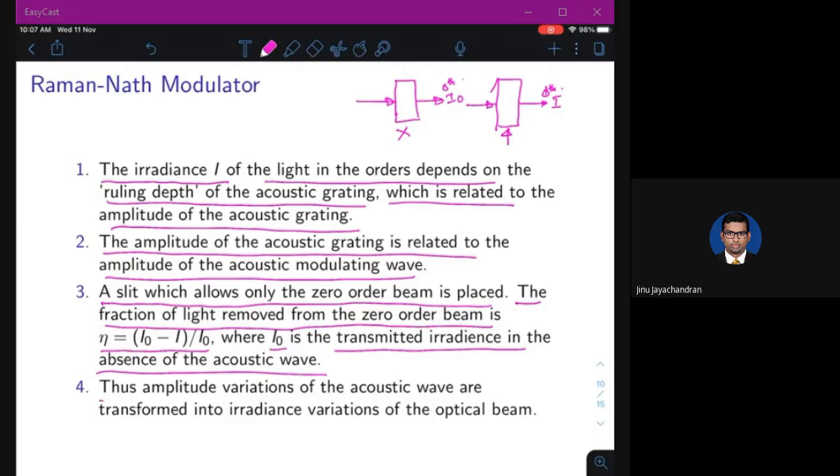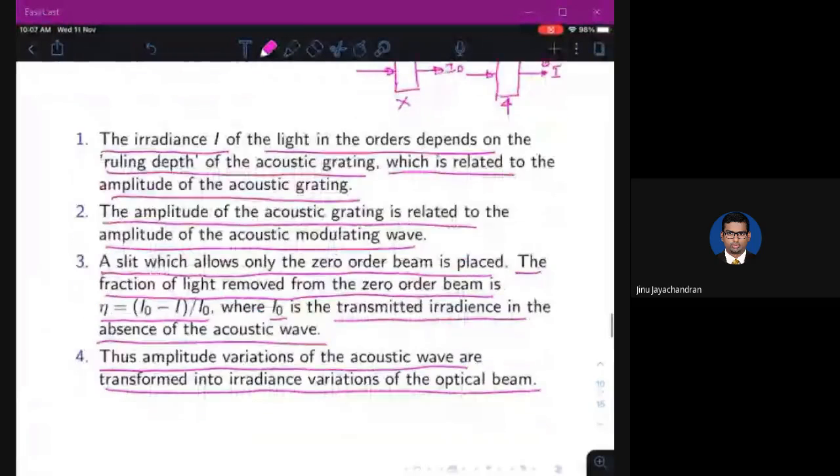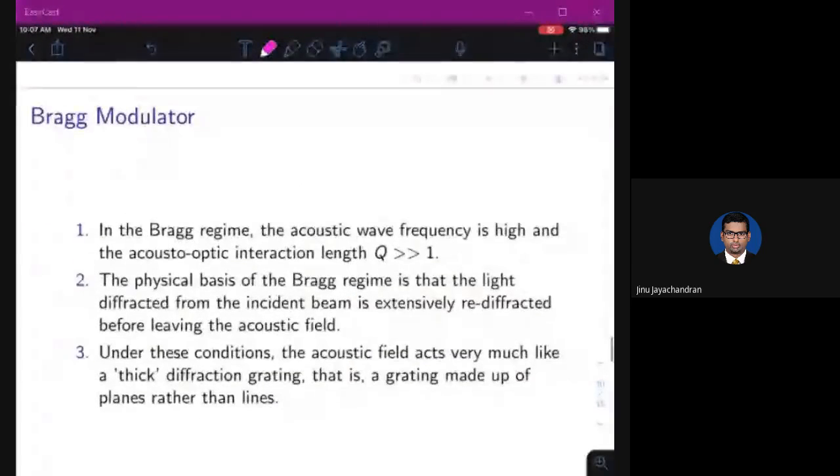Okay, thus amplitude variations of acoustic wave are transformed into irradiance variations of optical wave. So by changing the amplitude, actually the wavelength is changed, and the intensity is also changed. That is Raman-Nath modulator. Next is Bragg modulator.